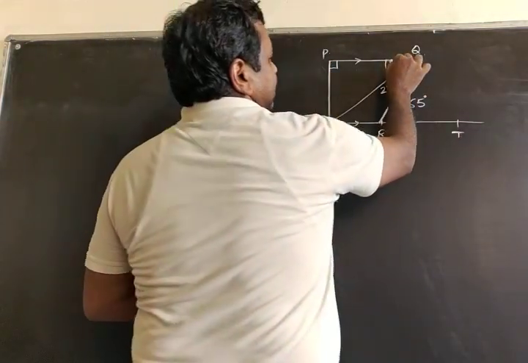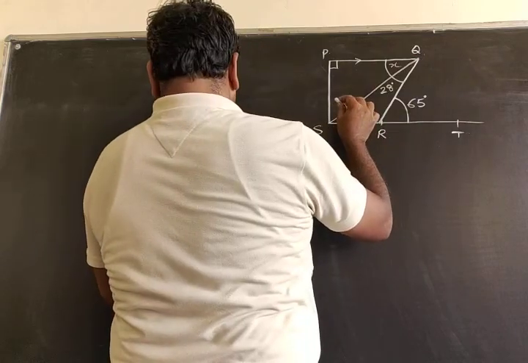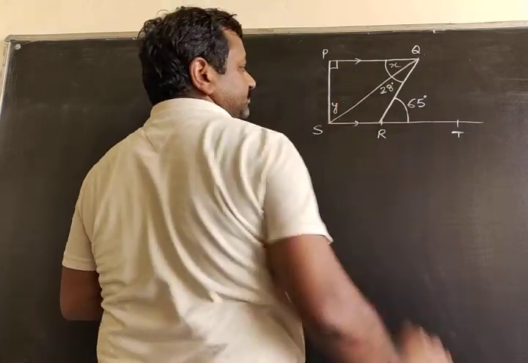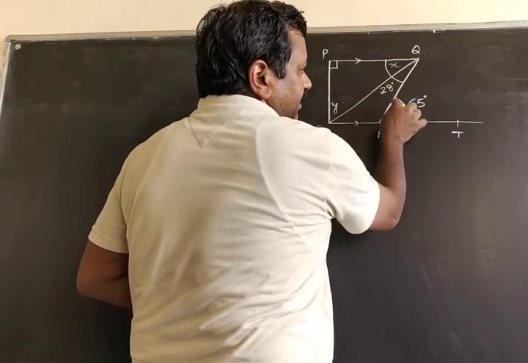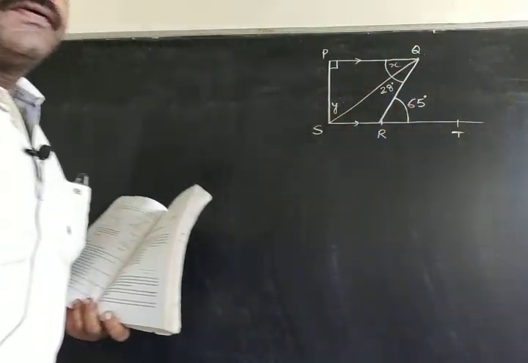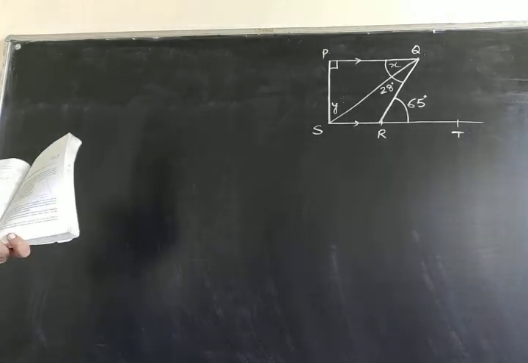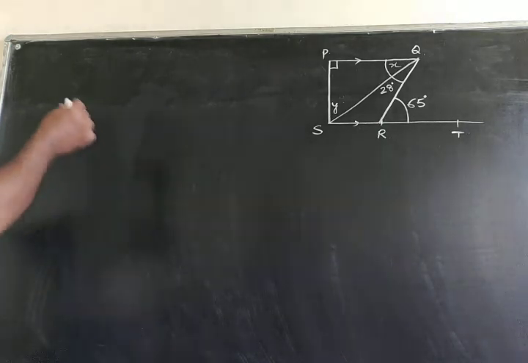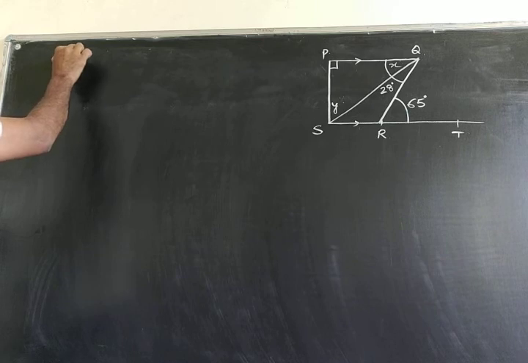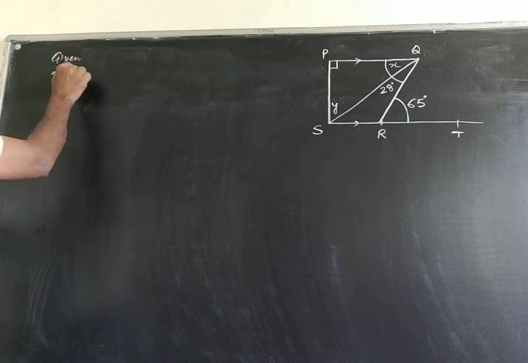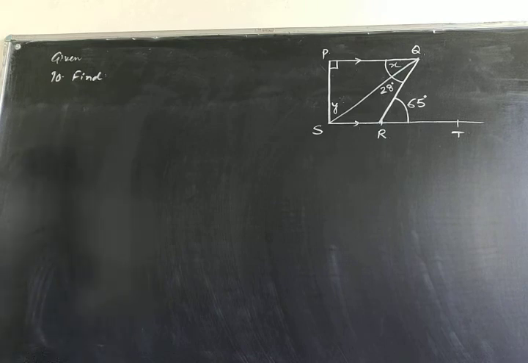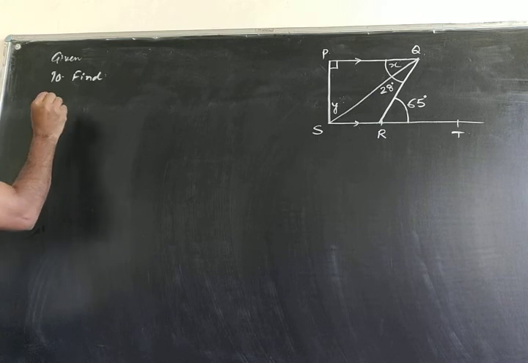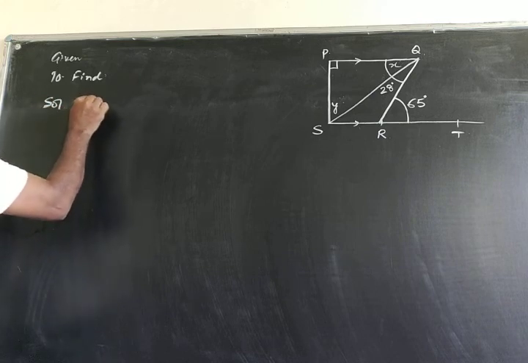Find X. Here it is X. Here it is Y. Find X and Y. So X plus 28 will be equal to 65 degrees because these are alternate interior angles. So after writing the given and to find, we will start our solution from the point in figure.